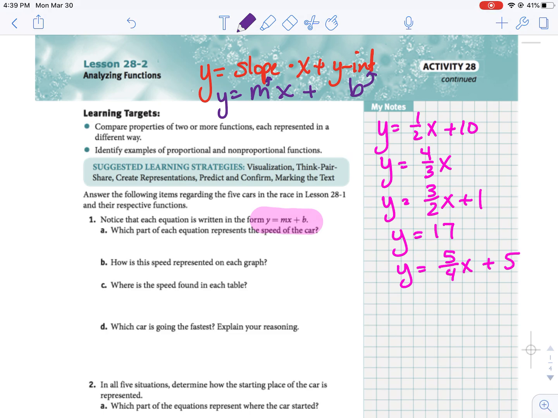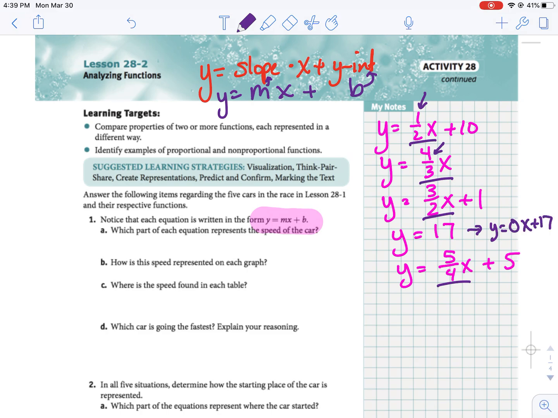All right, so the first question, if you look at number 1, says, which part of the equation represents the speed of the car? Okay, so the speed of the car is what's constantly changing. So each of these with the x, those are all your speeds. So in the first case, 1/2 is the speed. In the second case, 4/3 is the speed, 3/2. This one we can really write as y equals 0x plus 17.